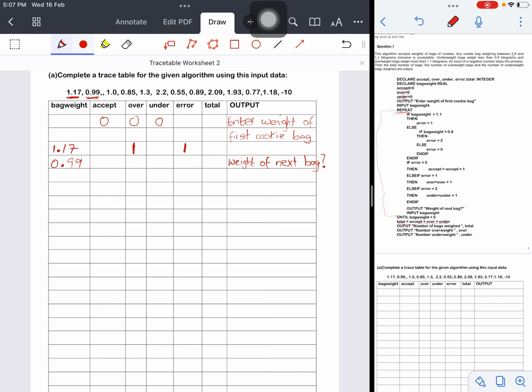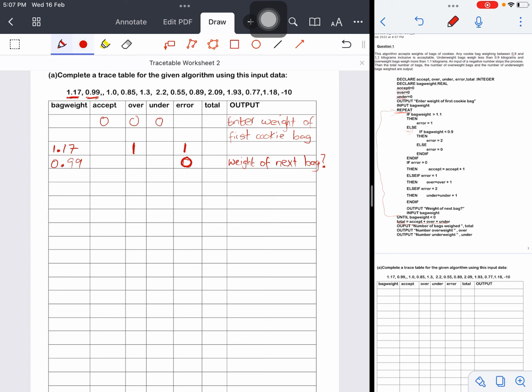Okay, what are we repeating? It's asking again if bag weight is greater than 1.1. No, it's not greater than 1.1. 0.99 is not greater than 1.1. So error will not be equal to 1. Then it goes down. If it's not true, then we do the next one, which is if bag weight is less than 0.9. Is that true? No, it's not. So error is not equal to 2. It goes there and it says error is equal to 0. So we put 0 under there.